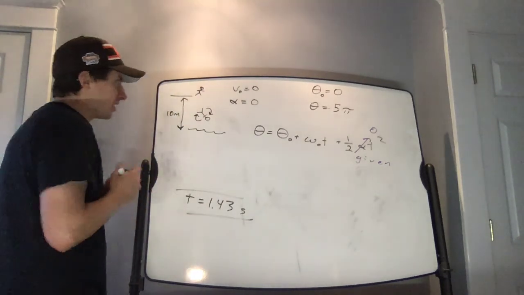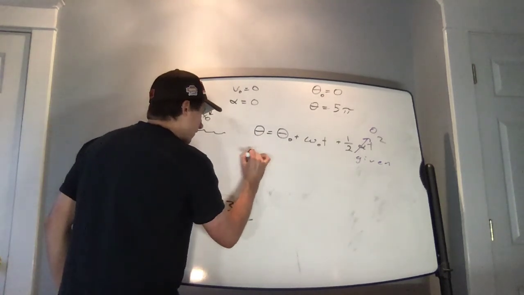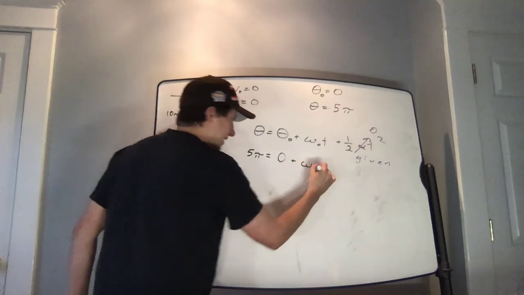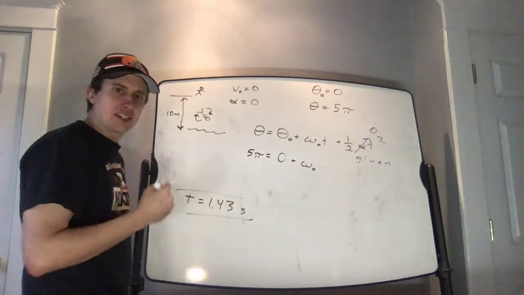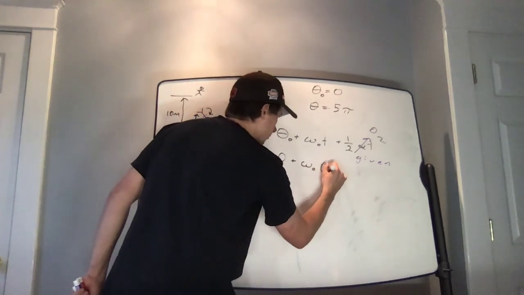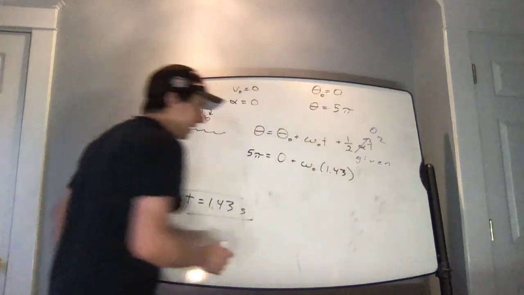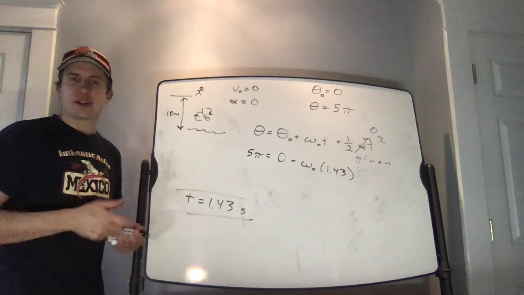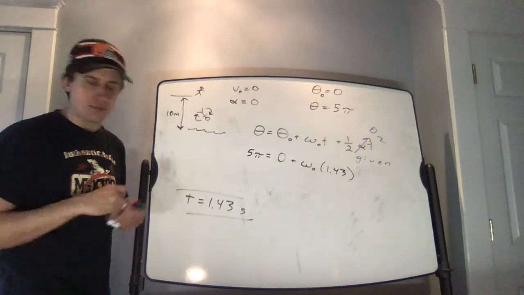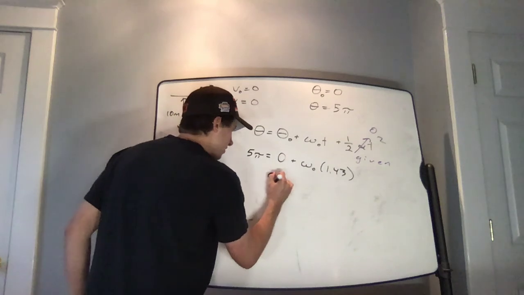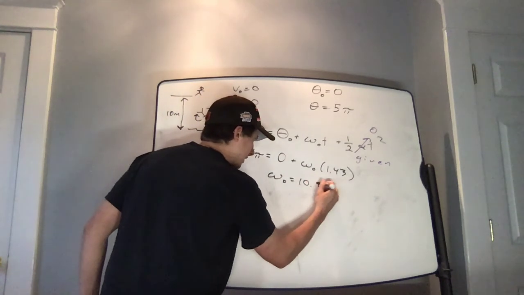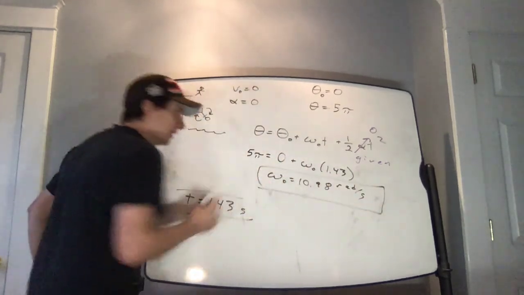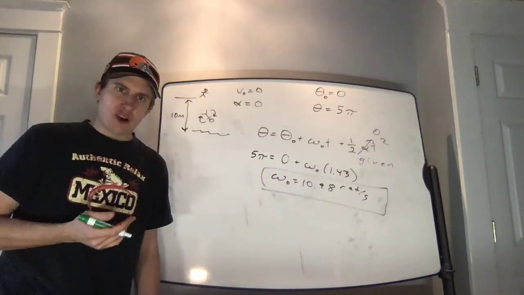So I could write theta final is equal to 5 pi, theta initial is 0, omega initial is an unknown that we're solving for, and the time he spends in the air is 1.43 seconds. If I then put this number into a calculator, I find that his initial angular velocity is going to be 10.98 radians per second. Omega naught is 10.98 radians per second. At this point, we are done with this problem.